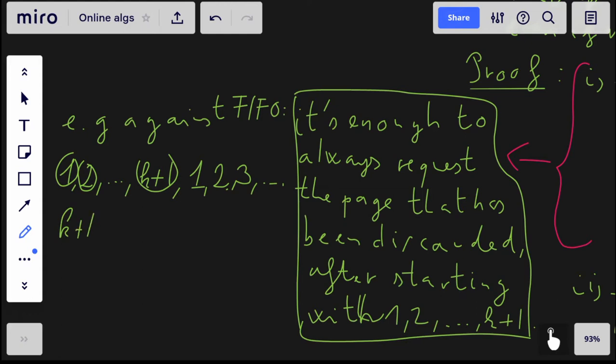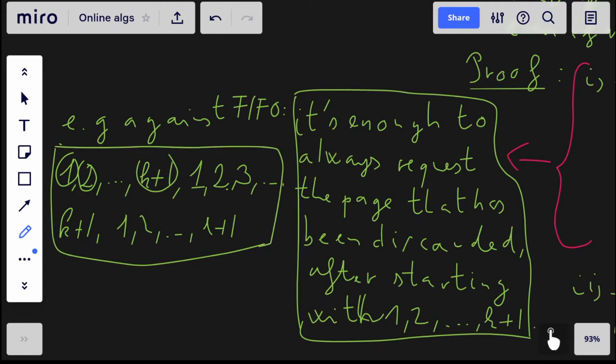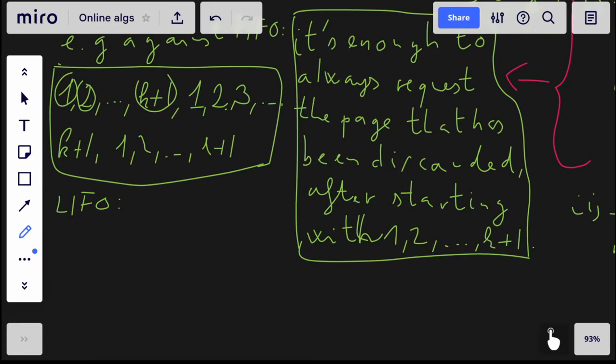Reaching k plus 1, I will ask for 1, 2, and so on, and then k plus 1 again. Now this is a bad input for FIFO. For other algorithms, another input will be the worst one. For example, for LIFO, we have already seen that a bad enough input was constructed exactly this way: 1, 2, and so on up to k plus 1, and since k gets discarded, it's k and then k plus 1 and so on. K plus 1, k plus 1, k plus 1.